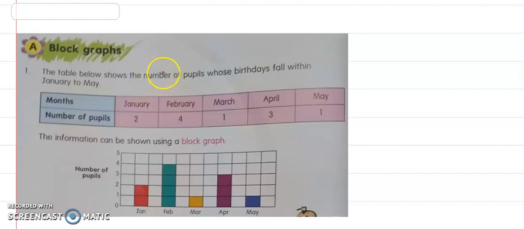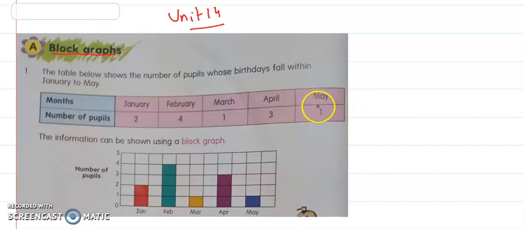This unit is unit number 14. So today we are going to start unit number 14, and this is the first lesson for unit number 14. The name of the unit is block graphs. To understand what block graphs are, this is actually a way of displaying any data, any information. It is an easy way to display the information. There are a lot of different ways to display the information.